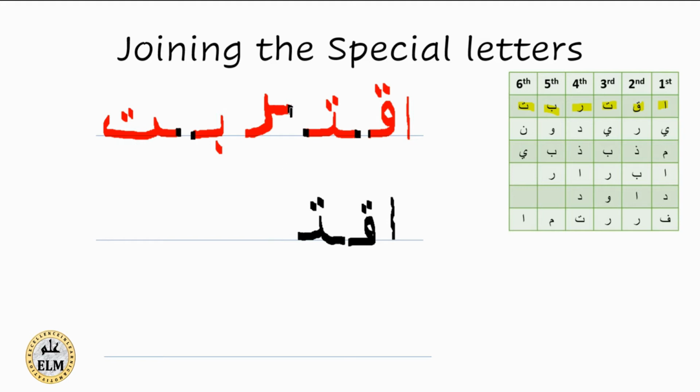Now I have to bring the ra down to make these two joining points in one line, make them aligned. So this and this. Then ba and ta. So what I did, I brought all the joining points in one line. You might not be able to get it perfectly straight, but there should be more or less in one line. Now let's join all these joining points and write the word.